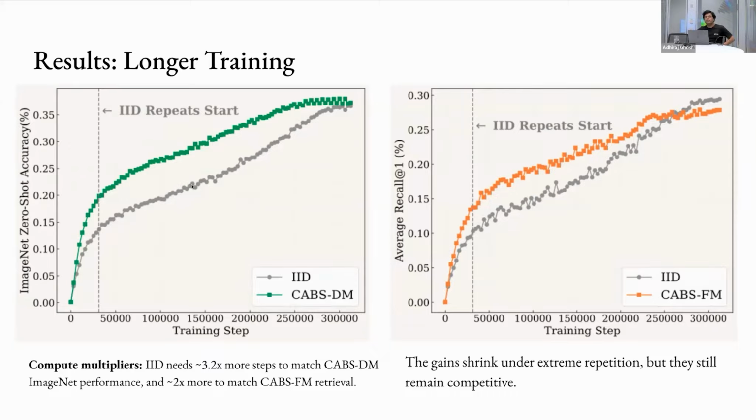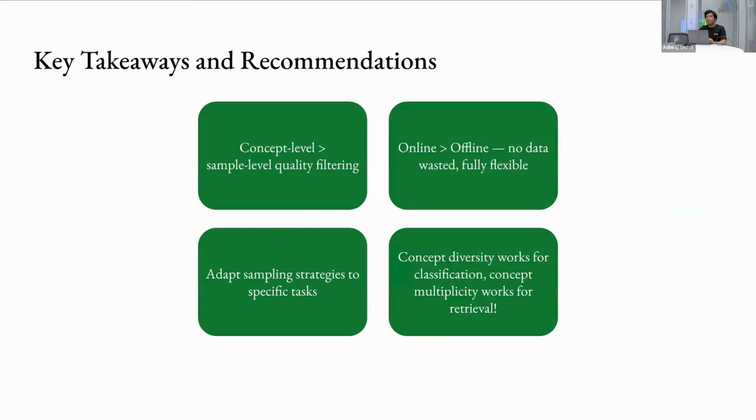Your IID model needs 3.2 times more steps to match the CABS performance for classification, and 2 times the number of steps to match retrieval performance. This number tapers out at the end of training because you simply repeat more samples for CABS compared to IID, and that's where a totally different axis of influence kicks in and affects performance. So I would argue that the first half of each plot is the more useful insight to provide here. And like I said, the gains shrink with extreme repetition, but it's still very competitive. So it still works pretty well.